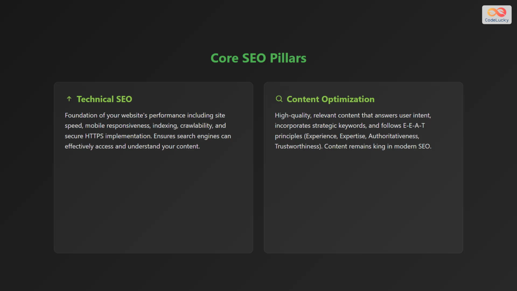Content optimization focuses on creating high-quality, relevant content that answers user intent. It incorporates strategic keywords and follows the EAT principles, that is, experience, expertise, authoritativeness, and trustworthiness. Content remains a very important factor in modern SEO.